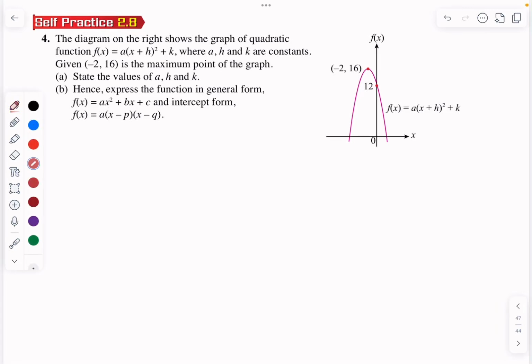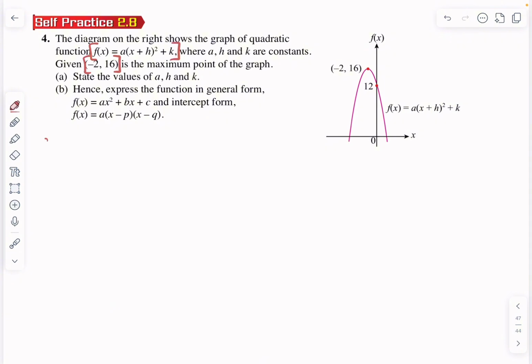Question 4. The diagram on the right shows a graph of a quadratic function, this one. A, H and K are constants. So this one is written in vertex form. So H and K will be our vertex. They said (-2, 16) is the maximum point of the graph. State the values of A, H and K.